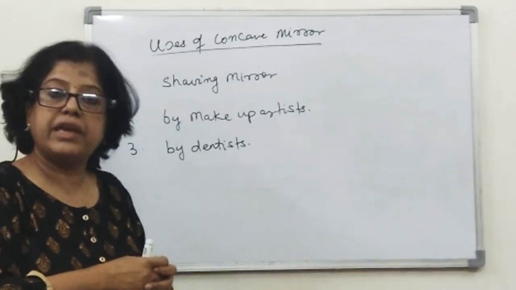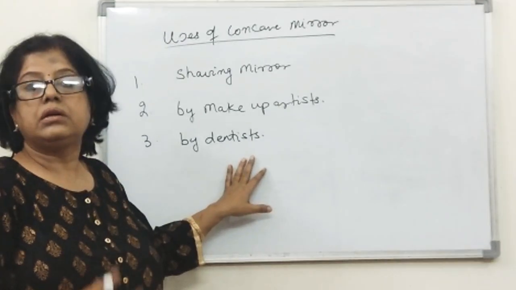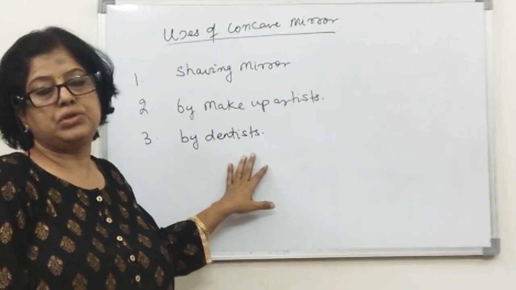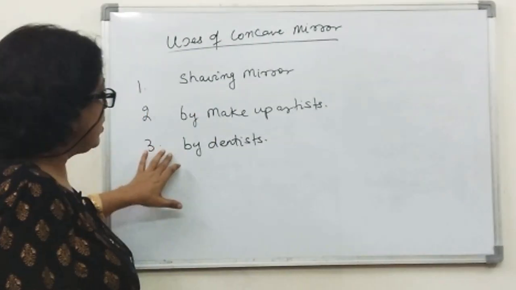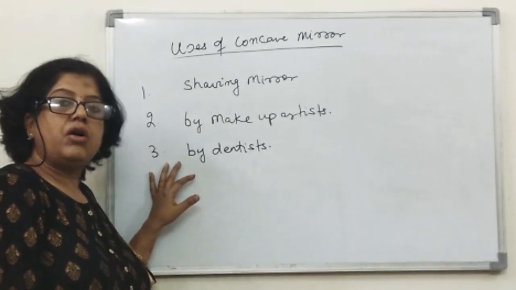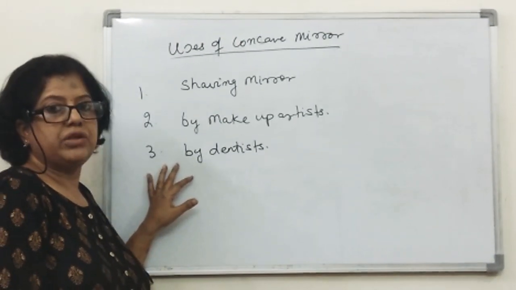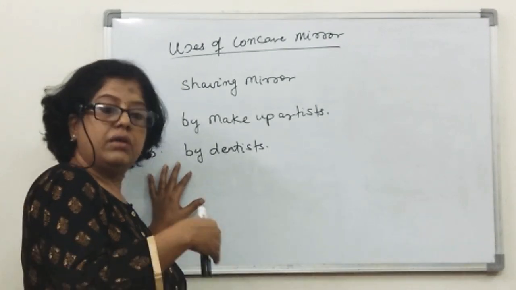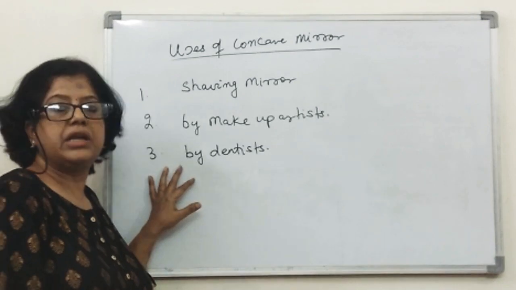It's actually a concave mirror. A concave mirror shows them the magnified image of your teeth, so that they can see the condition of your teeth. So in all these three uses that I've just written, the important condition is that the object should be closer to the mirror so that we can get an erect and magnified image. Because you know, if the object is beyond the focus, the image formed by a concave mirror is real and inverted.